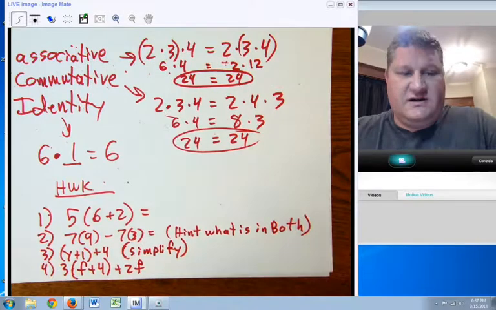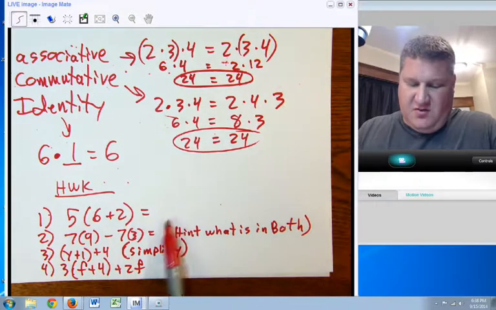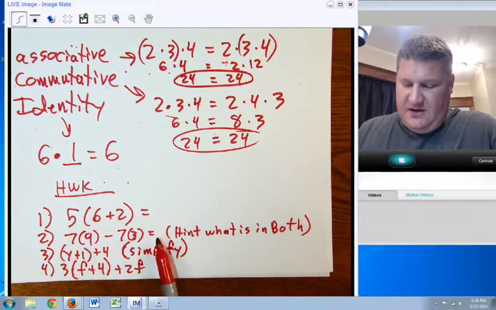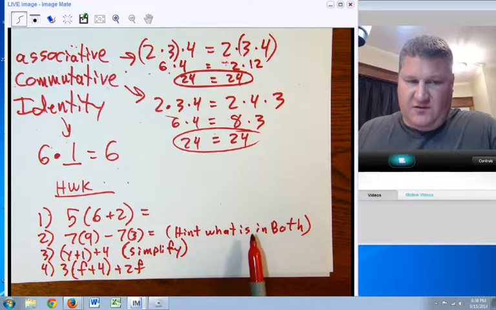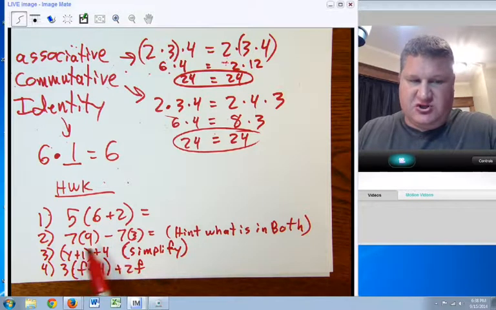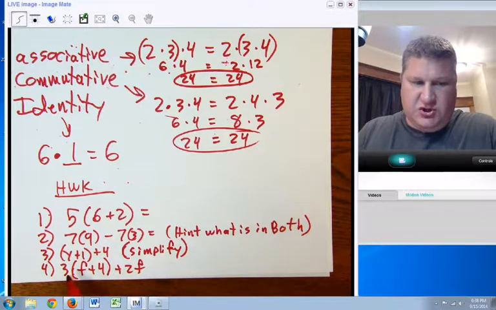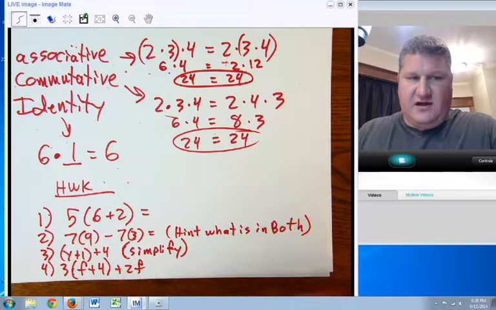Alright, ladies and gentlemen, there's a couple homework problems here. Just find the number, but you need to know what property you used. Here, what property can I use to change this and make it more simple? In the same way, what property can be used here? In fact, it's going to be 2 of them together that allow you to make that one.